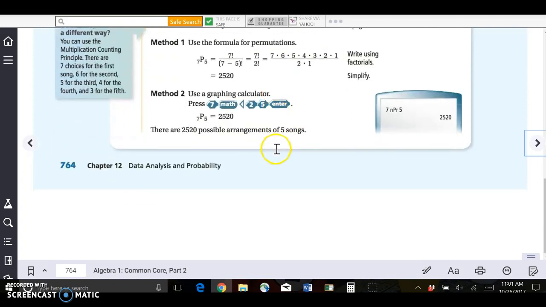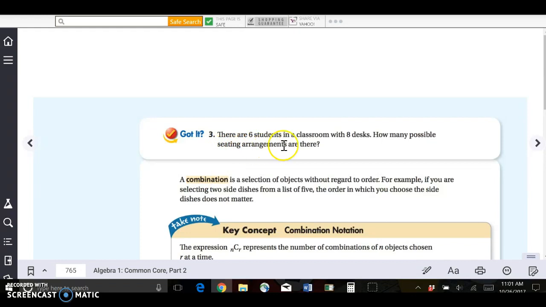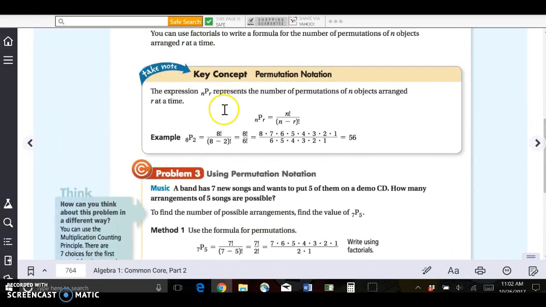Okay, so let's go back to the problem. And let's do the got it. It says there are 6 students in a classroom with 8 desks. How many possible seating arrangements are there? Okay, so we need to think for a second, what is this asking us? Let's go back to the key concept. Sorry, my mouse is not letting me scroll up.